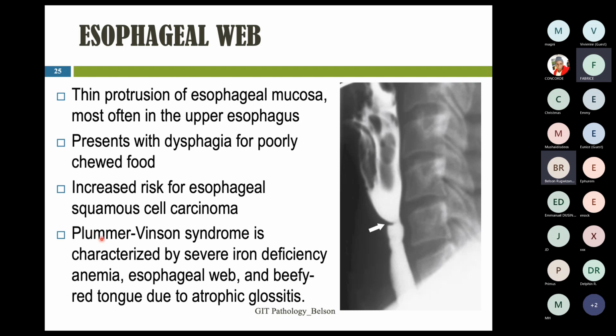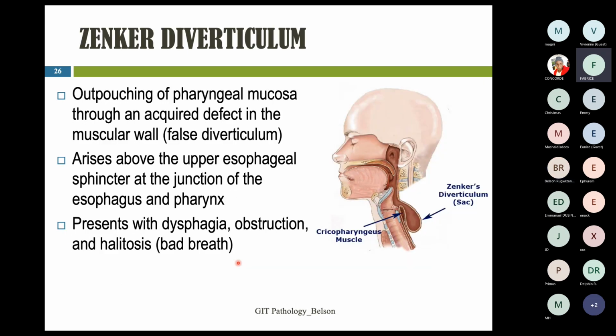So there is what you call Plummer-Vinson syndrome, characterized by severe iron deficiency, anemia, esophageal web, and beefy red tongue due to atrophic glossitis. So birumvikana ni this is anomaly avukana ahantu henshi uretse muri esophagus. Hano urabona ko afite n'ikibazo cha tongue and akagera na iron deficiency anemia. So abo bantu babiri Plummer na Vinson who discovered that the disease have been named after their names.